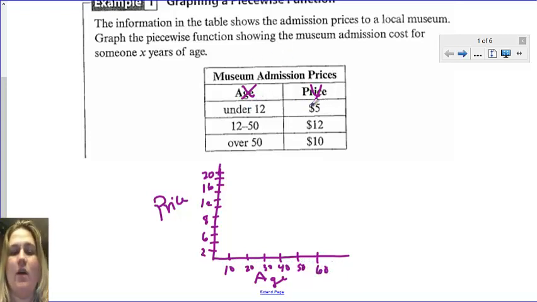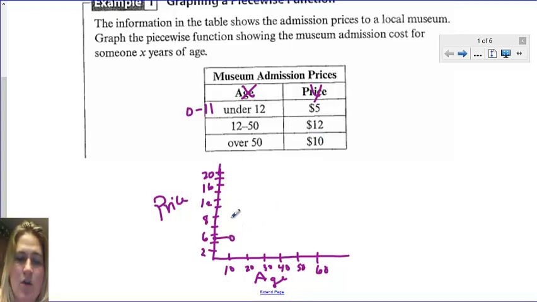So if you're under 12, ages under 12 would be if you were 0 to 11 years old. Okay, so it's going to be just over this 10. Okay, and that's $5, which is going to be right here, and it's from 0 to 12. Okay, or to 11. We'll go to 12. But it's not going to include 12, so it's going to be open. Because at 12 years old, it costs $12.